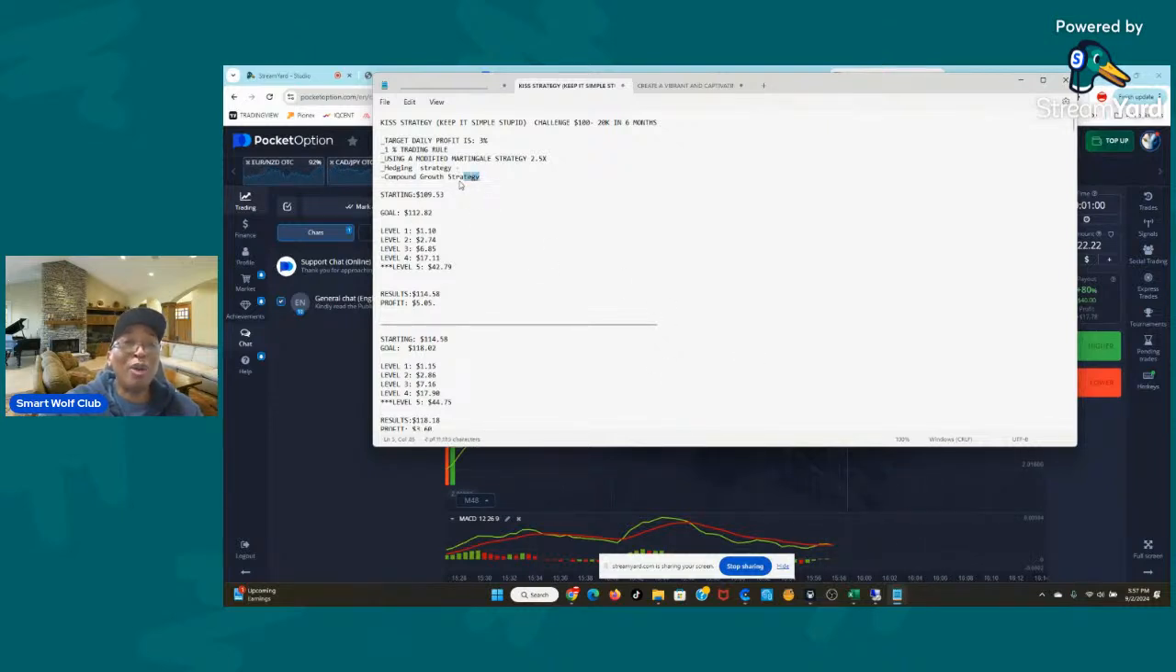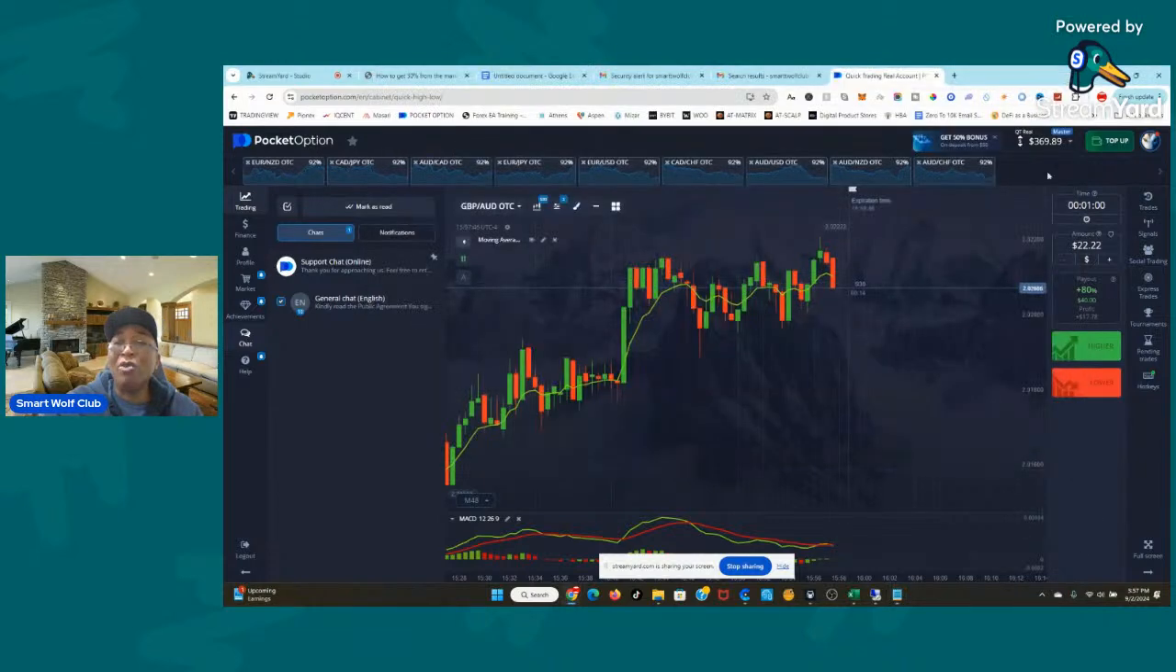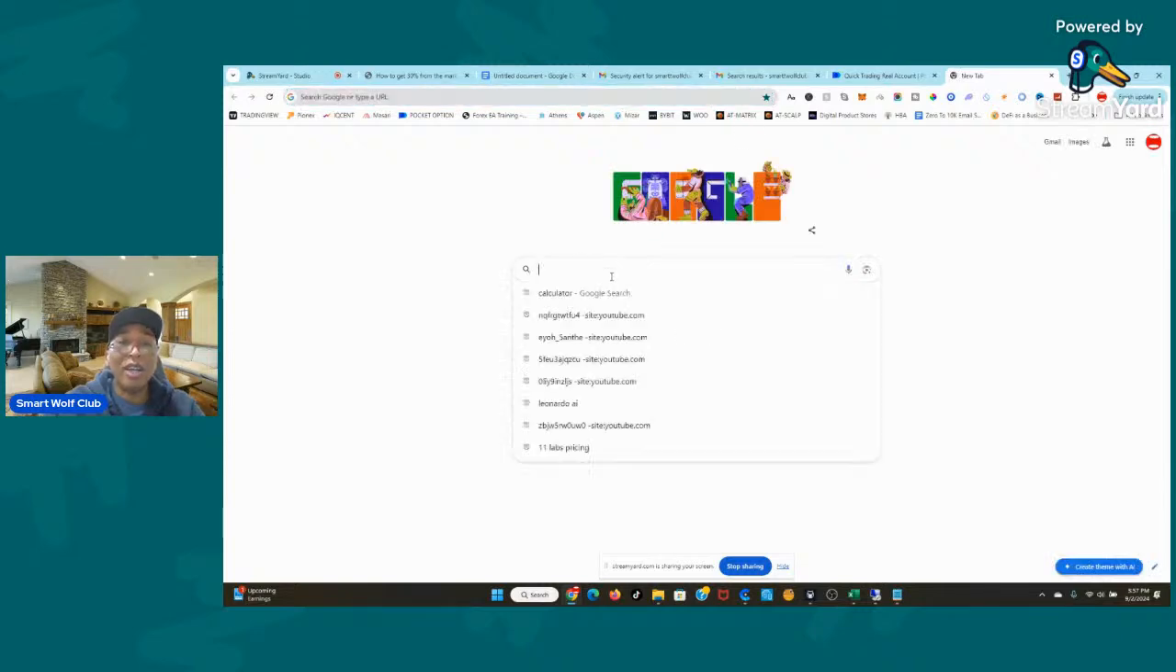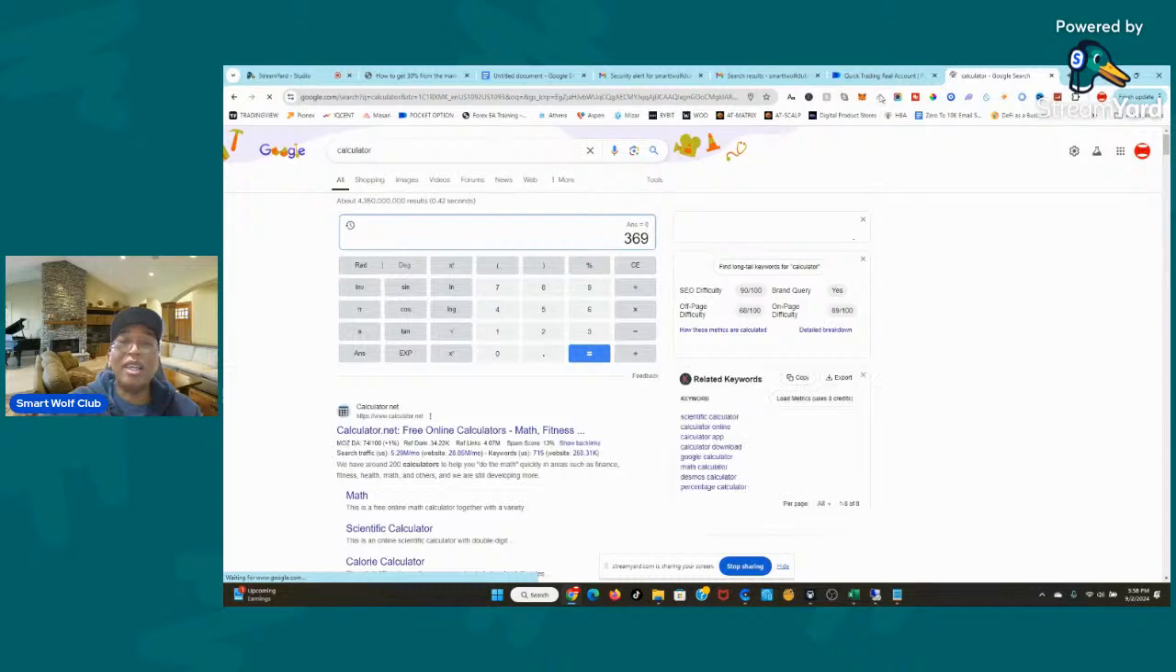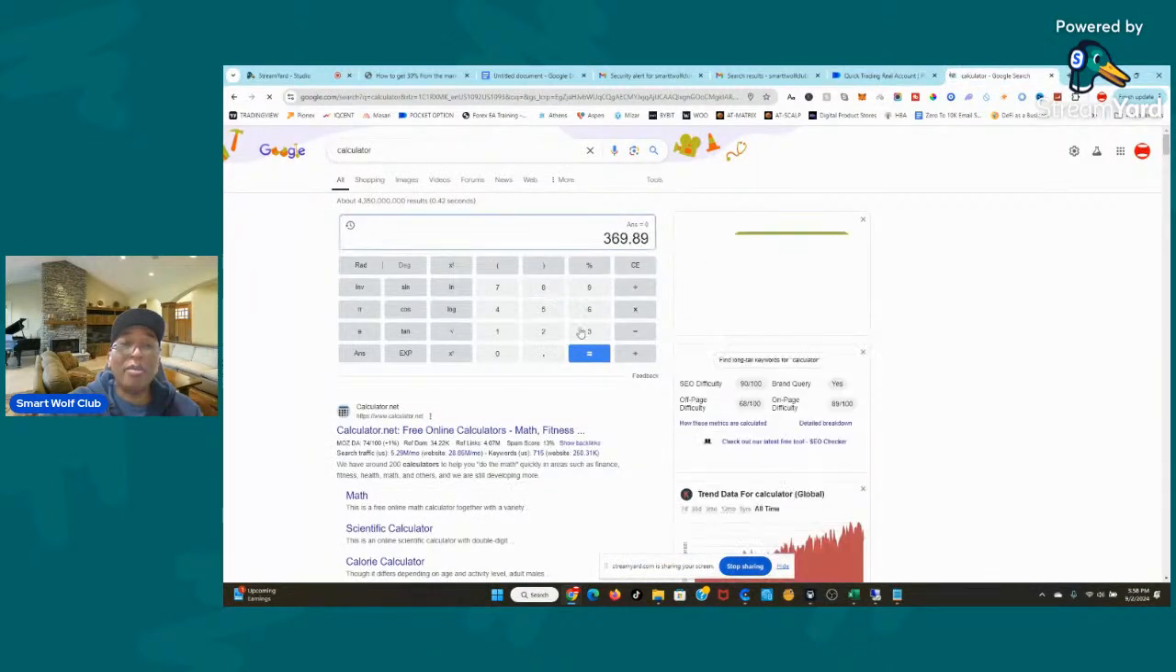And then, of course, we are also applying what we call the compound growth strategy. That is what will allow our account to grow from 369, for example. Today, our target is 3%. So we're going to go here to the calculator. Let's bring up a calculator. Good old Google gives us a free calculator. So we are at 369.89 times 103%, guys, 103%. There we go. So this is what we are looking for today. We are looking for 380.99, okay?